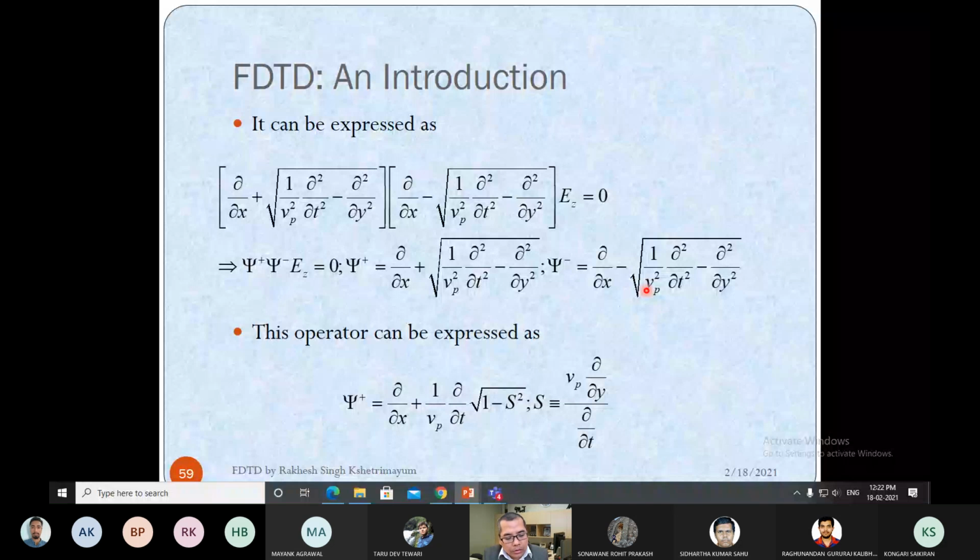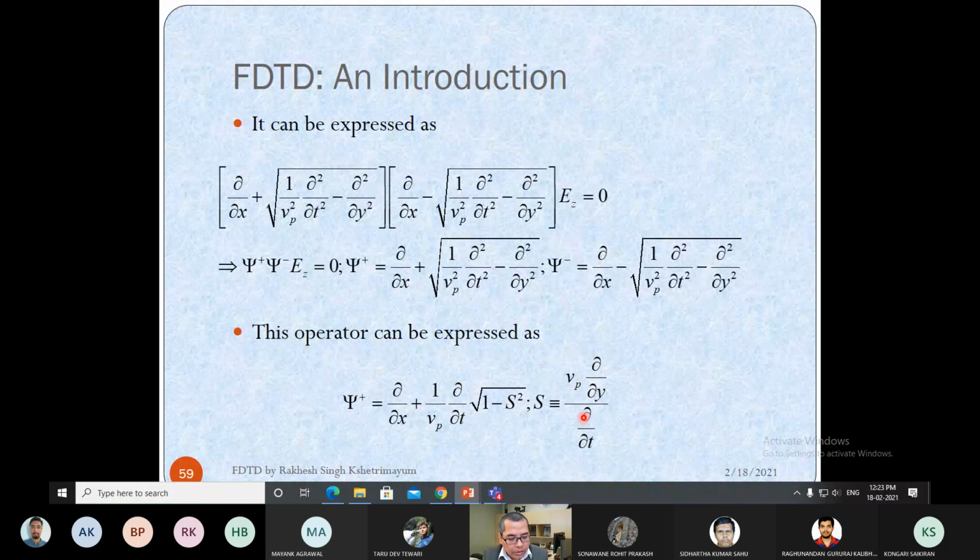Moore's boundary conditions make an approximation of this expression of the operators psi plus and psi minus. This psi plus you can express as del by del x plus 1 by v phase del by del t times the square root of 1 minus s square, where s is defined as v phase del by del y divided by del by del t. You can just define s like this and write the exact expression of psi plus like this.